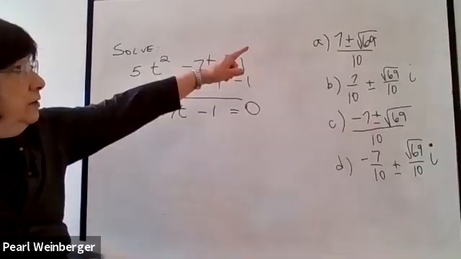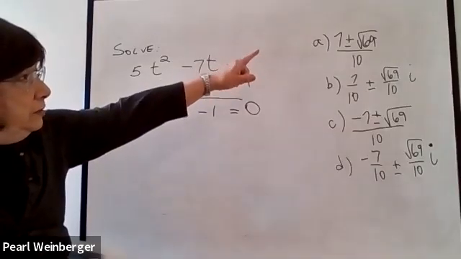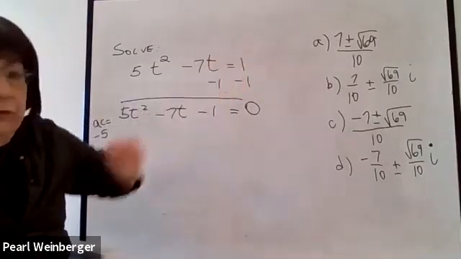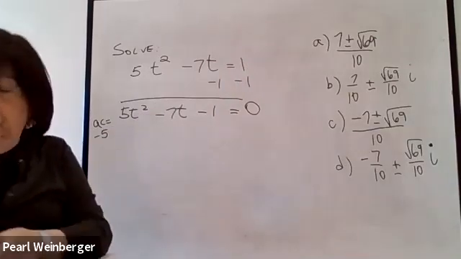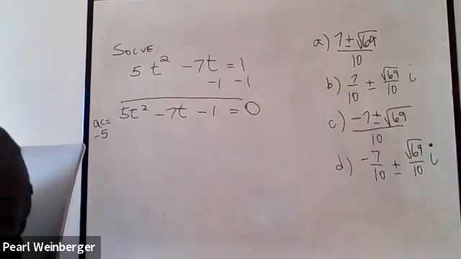Professor, I got a question. Yeah, sure, I'm listening. Does A count for two answers? A is 7 plus or minus radical 69 over 10. So that's two answers. That plus or minus always means two answers. Okay, thank you.